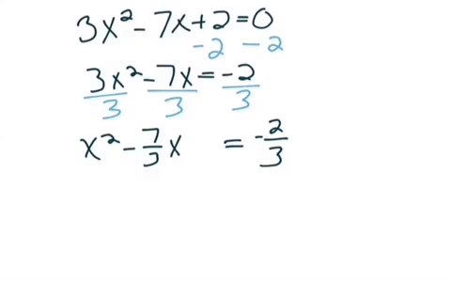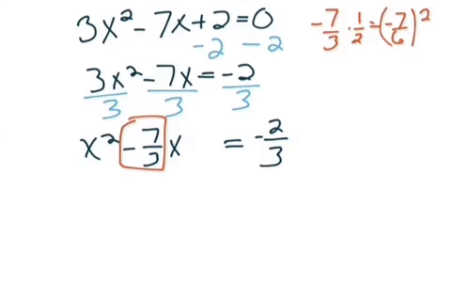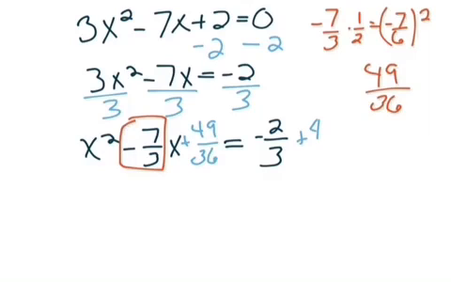Now I need to take my b term, which is now -7/3. I'm going to multiply it by 1/2, so I've got -7/3 times 1/2, which gives me -7/6, and I'm going to square that, which gives me 49/36, and I'm going to add that to both sides. Plus 49/36, plus 49/36. Now this side over here I can go ahead and simplify, right?